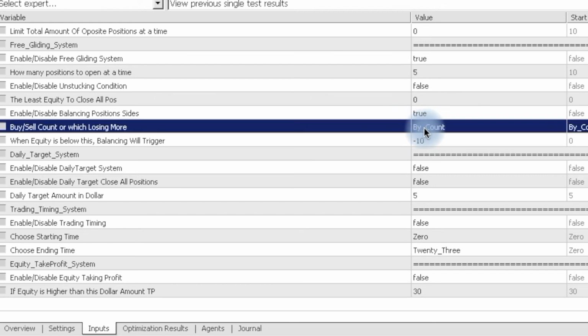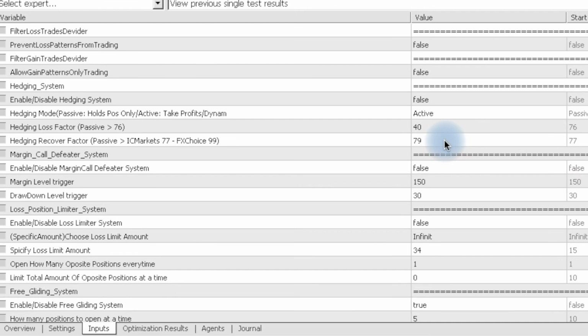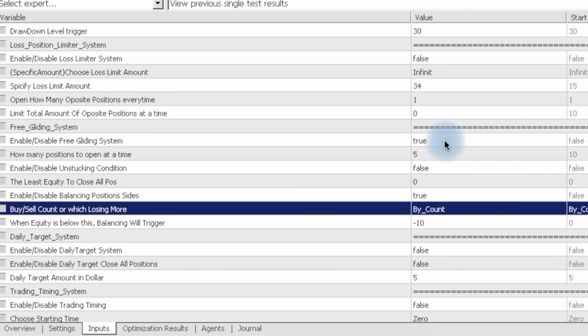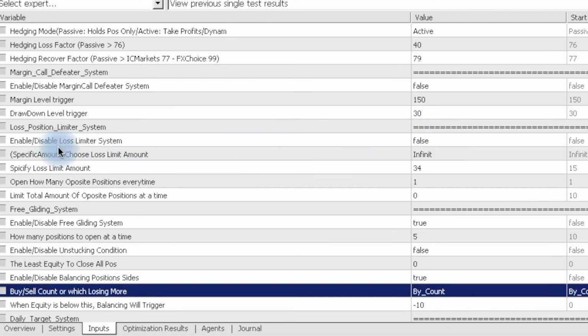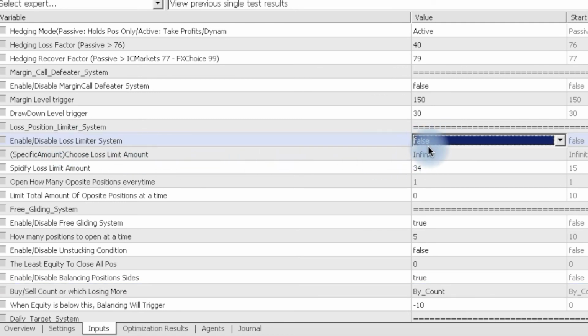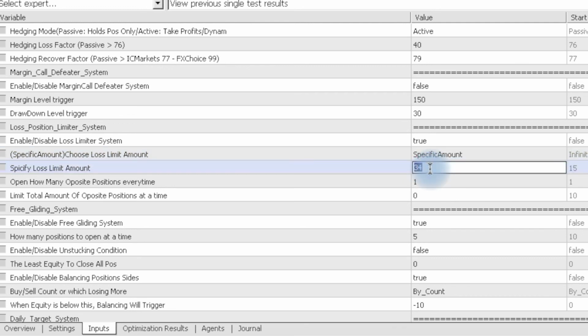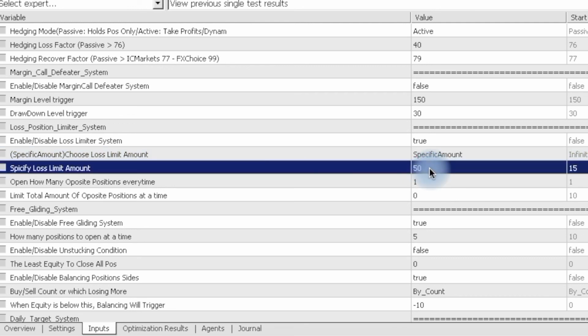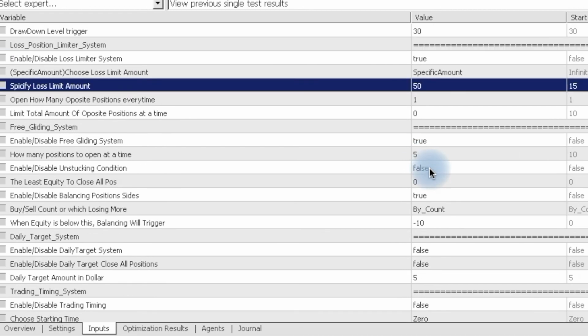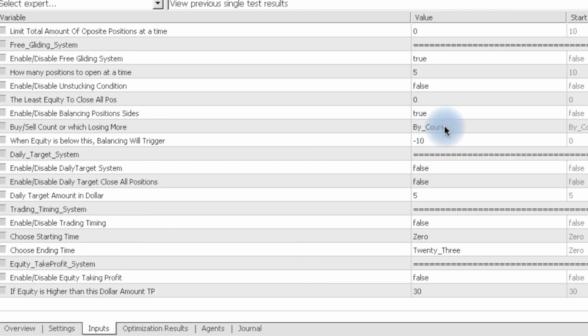Myself, I prefer by count, and I prefer to have this system, loss limiter, with it. This is what I have most of the time. I have the specific amount, and I say I don't want to lose more than $50 for each position. This is what I have. And I have, as at the end, by count.